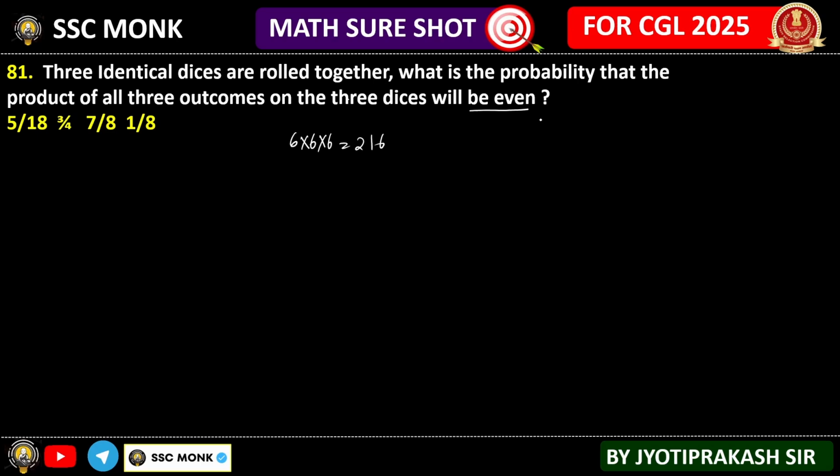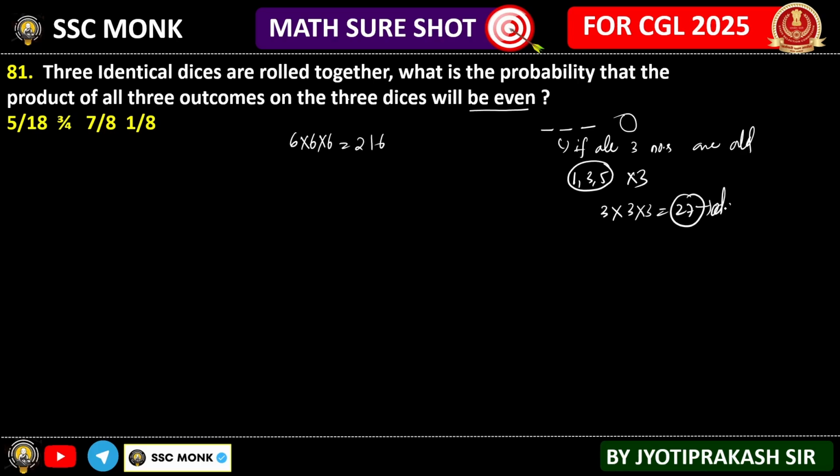Now see, when three numbers are multiplied, it will get me an odd number only if all three numbers are odd. Otherwise, even into odd will always get me an even number. Clear? Now see, how many such possibilities are there? The three odd numbers will be 1, 3 and 5. This possibility can happen thrice for each dice. So 3 into 3 into 3 will be the total number of times odd numbers will appear. That means the probability of coming odd is 27 by 216. That can be written as 1 by 8.